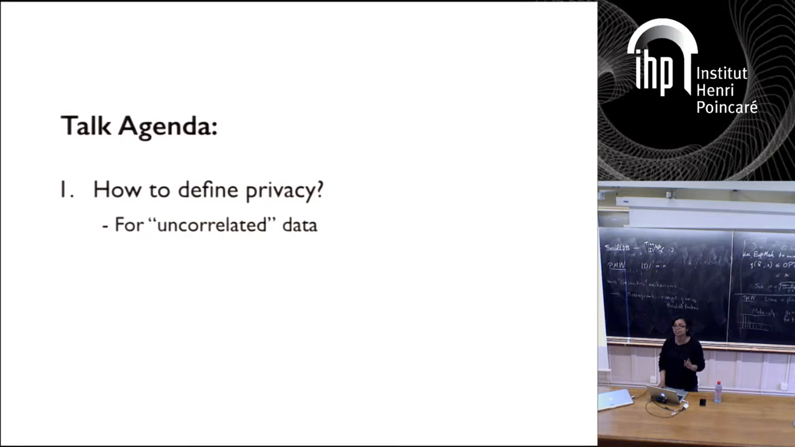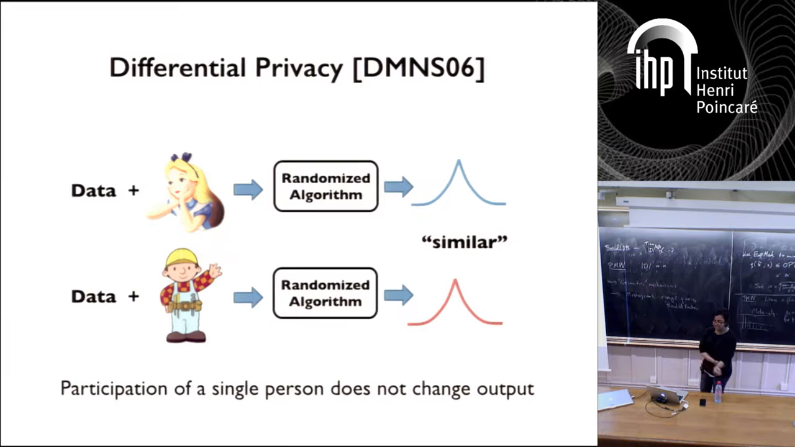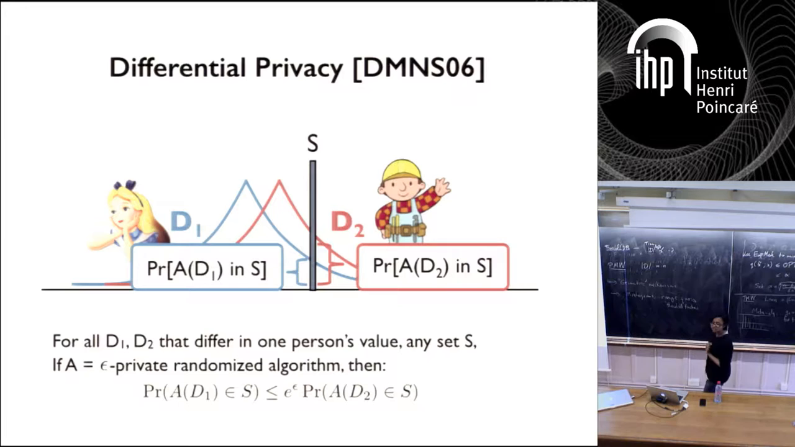Okay, so again, we looked at differential privacy this morning. The idea is that the participation of a single person does not change the output, right? So if you have a randomized algorithm, if you change one person's value in the data, the distribution of the output would be quite similar. Okay? And more formally, this is what it looks like.